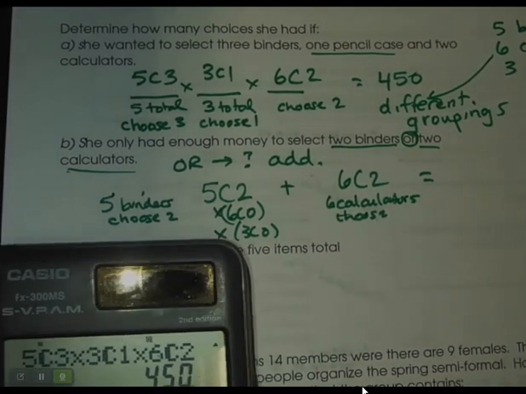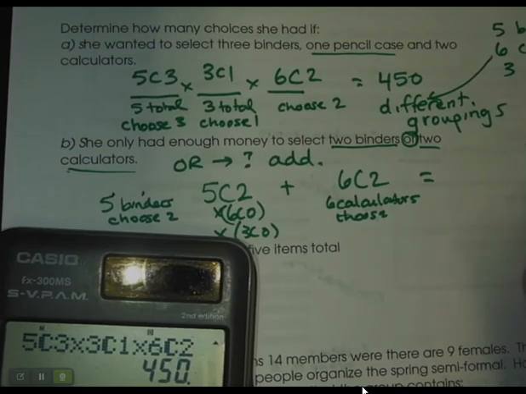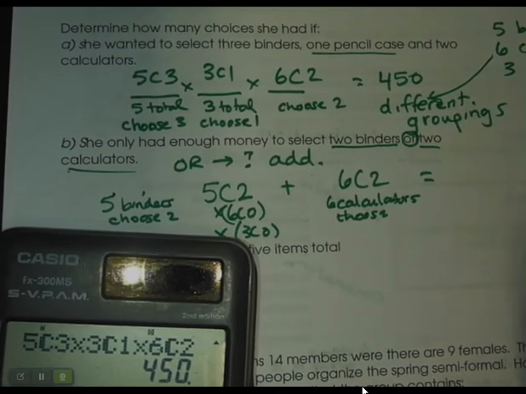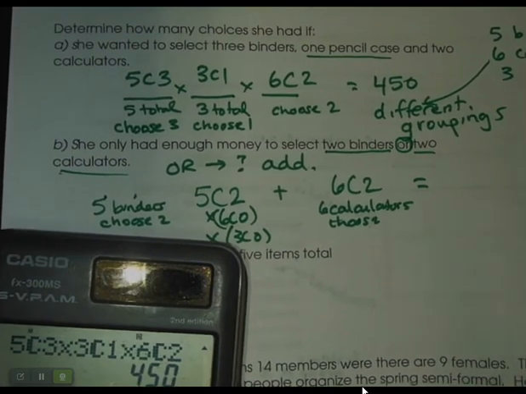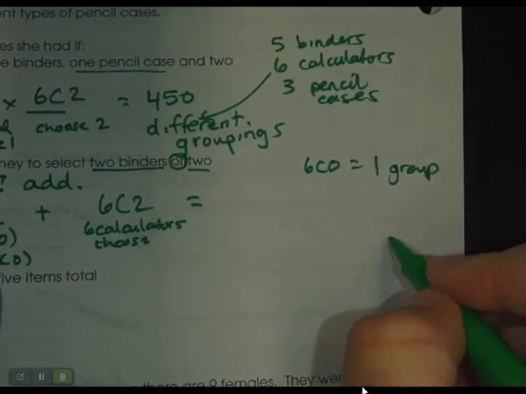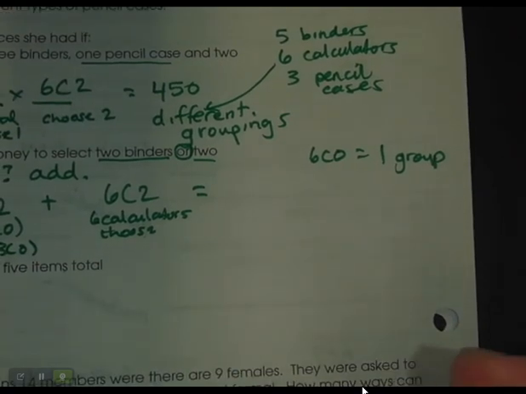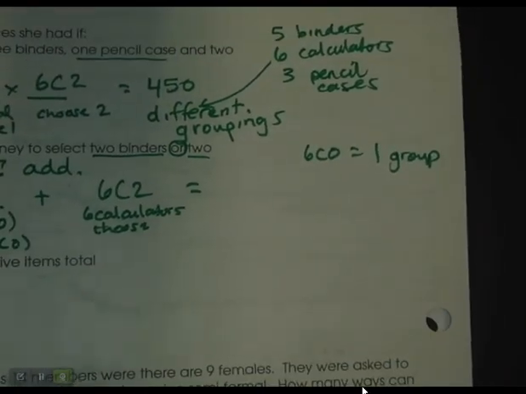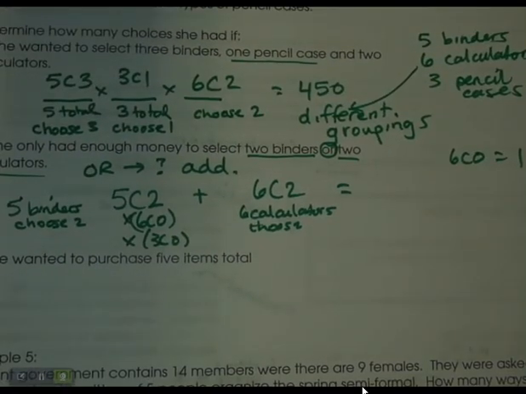And just so that we know, anytime you choose nothing, so if I look at 6, choose 0, there's only 1 group that's allowed for that. There's only 1 way of picking that group. So choosing nothing or choosing everything, there's always 1 way of doing that. All right? We just find our answer. 5C2 plus 6C2.